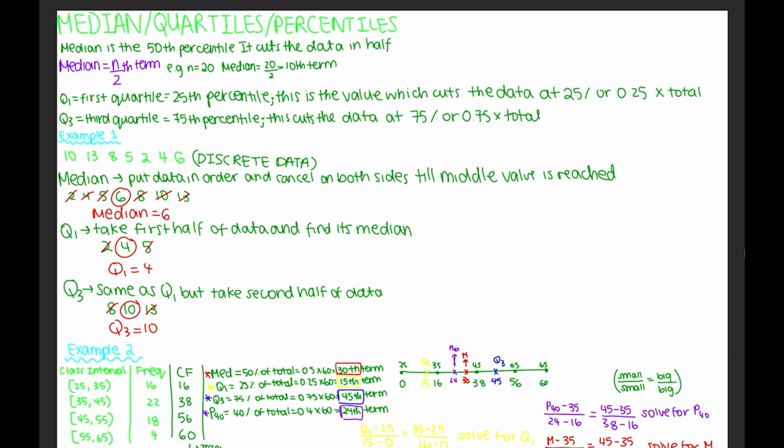Q1 is the first quartile or the 25th percentile. It's the value which cuts the data at 25%. Q3 would be the third quartile, the 75th percentile, which cuts the data at 75%.